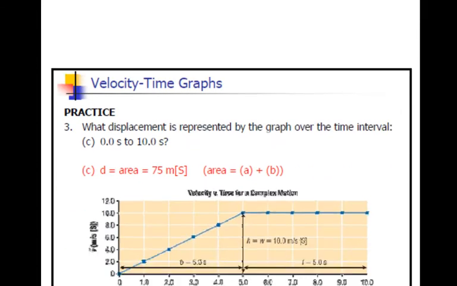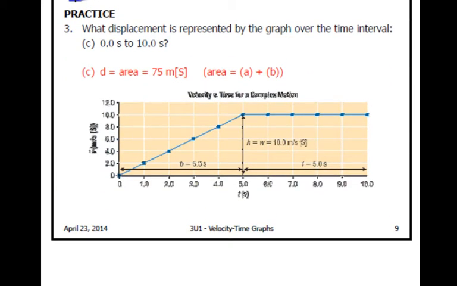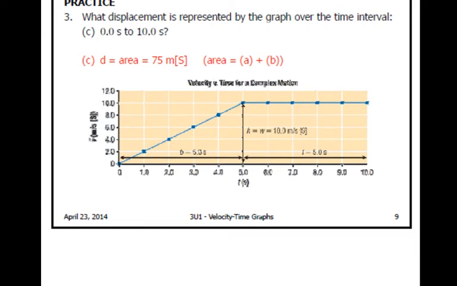And the next part says, what is the total displacement? Well, here we just have to add those two areas together. So the 25 meters south from part A, which is the triangular portion of the graph, plus the 50 meters south from the rectangular portion of the graph, that gives us a total displacement of 75 meters in the south direction.